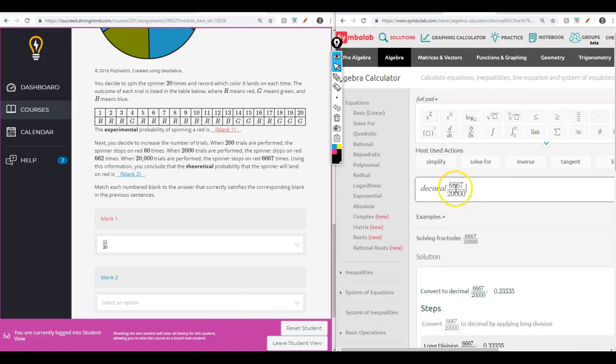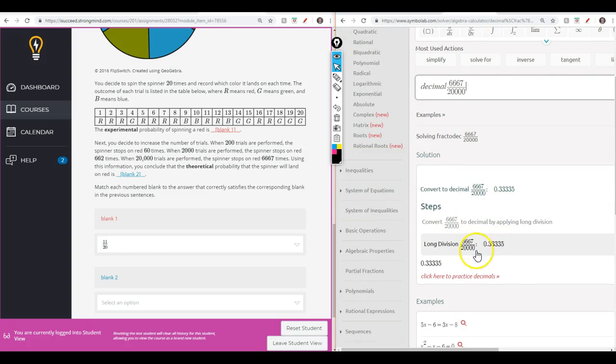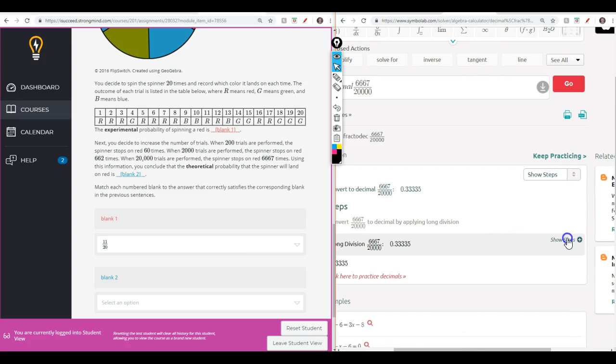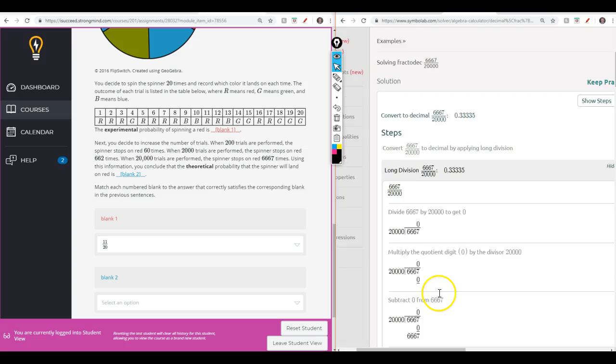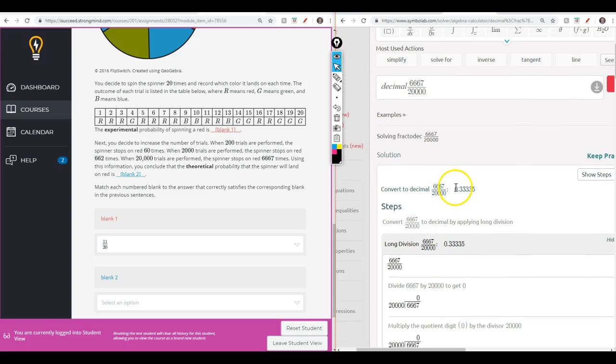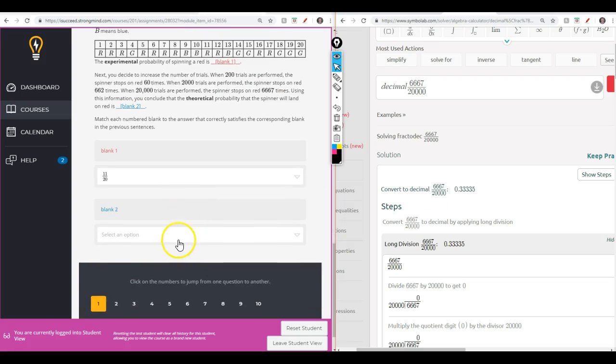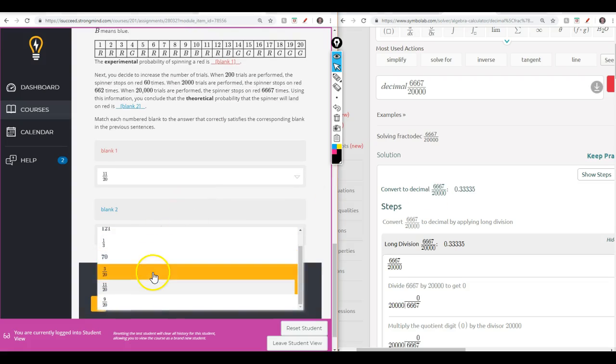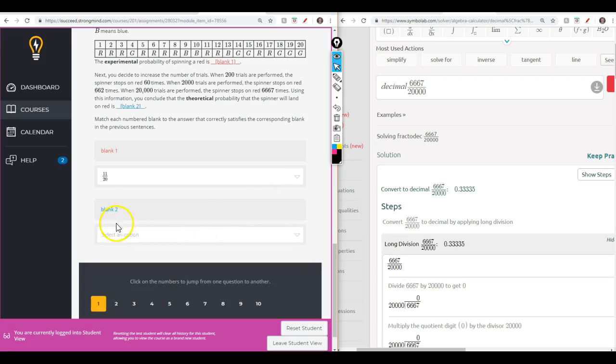So I want to know what the decimal form of 6,667 out of 20,000 is, not the long division. So I typed in decimal of that, and again it shows me, we can click here to show the steps if you would like to look through by long division. The decimal is 0.333, which is, if we have our options, we could type in. So remember that it's 0.333. I'm just going to write that right here so I can remember it. And then it's giving us our options.